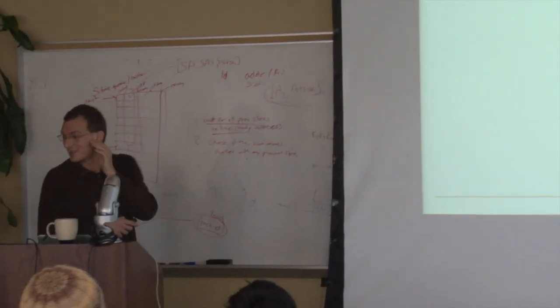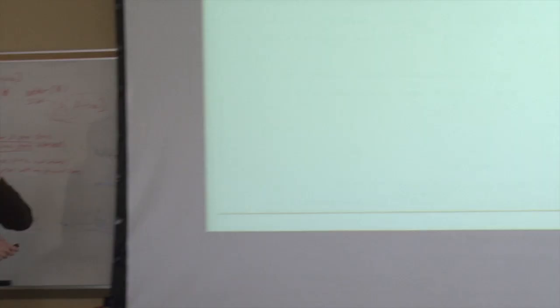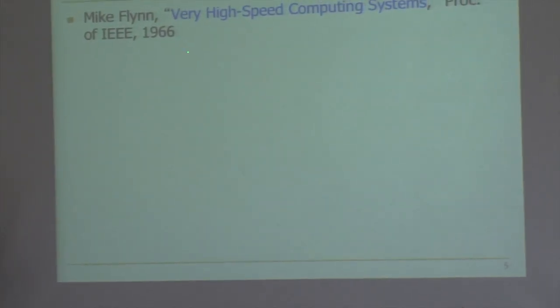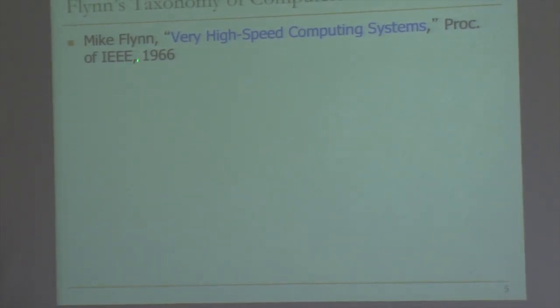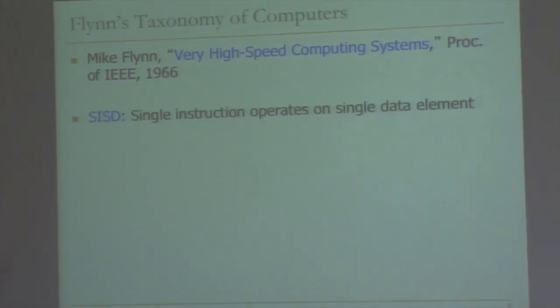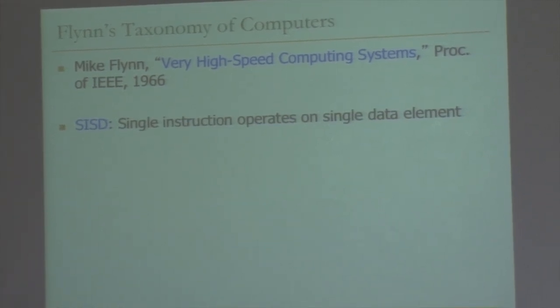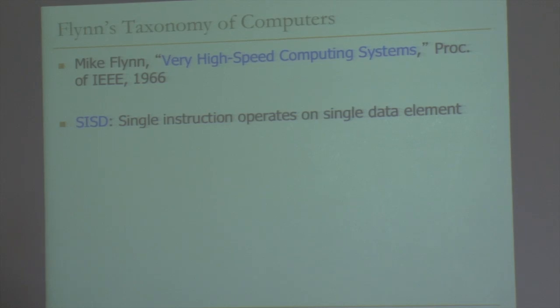But first, I'll start with Flynn's Taxonomy of computers. Mike Flynn from Stanford, who made a lot of contributions to computer arithmetic and computer architecture, classified computers into 4 classes in 1966, based on what an instruction operates on, basically, and how many instruction streams you execute on a computer. SISD is a single instruction operating on a single data element. This is basically what we've seen earlier, right? If you have an instruction that operates on 2 scalar registers, that's SISD, right? A single instruction operates on really a single piece of data.